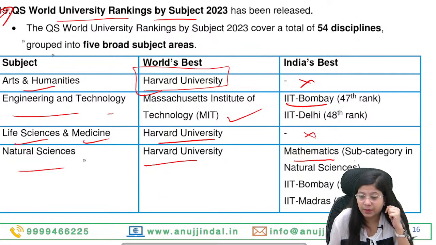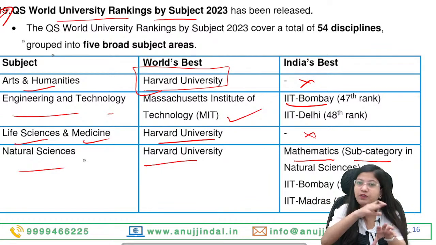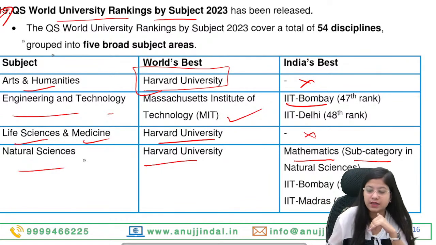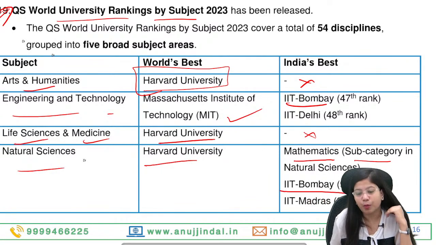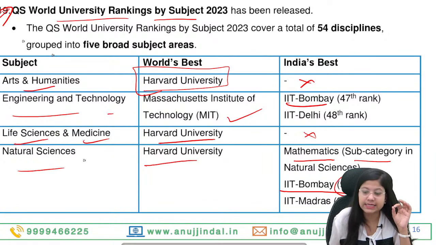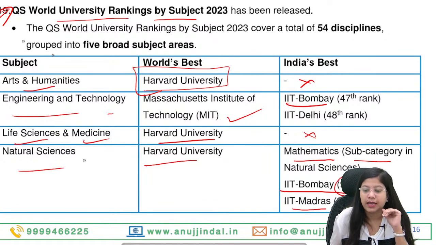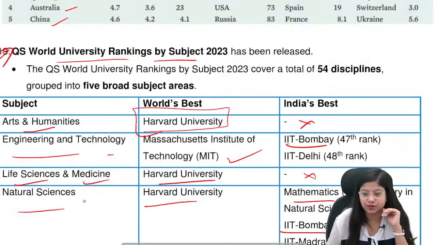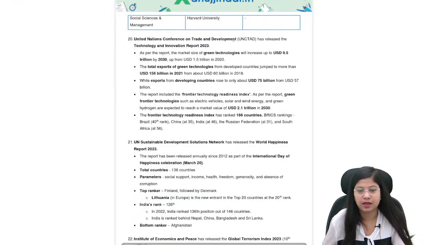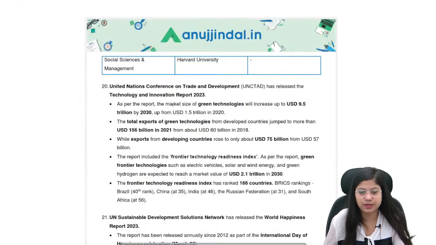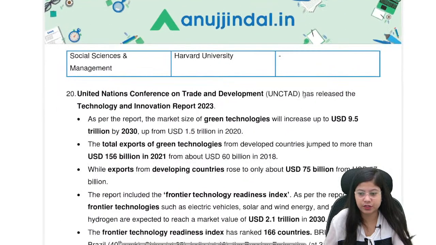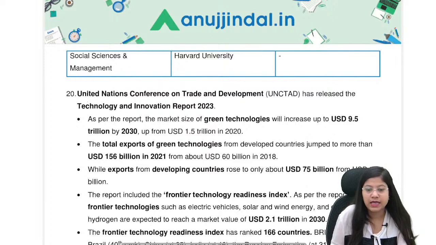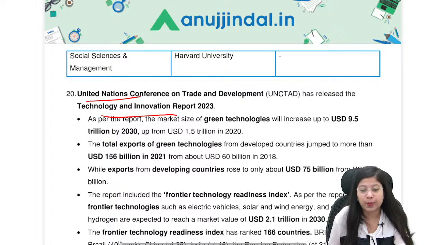Then in natural sciences we have different categories, and out of those, in mathematics, IIT Bombay is at the top position for India, which is 92nd rank globally. IIT Madras is at 98th position. Then in social sciences and management, Harvard University is again at the top, and we do not have any institute from India.